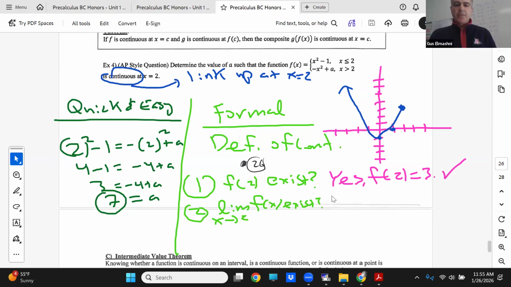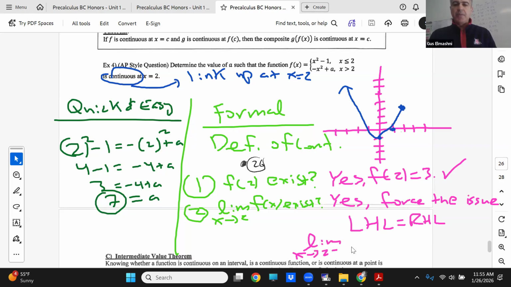We're going to say yes. And we're going to force the issue. How am I going to force the issue? The left-hand limit must equal what? So the limit as x approaches 2 from the left has to equal the limit as x approaches 2 from the right. So you have to show that to me. I need to see that.